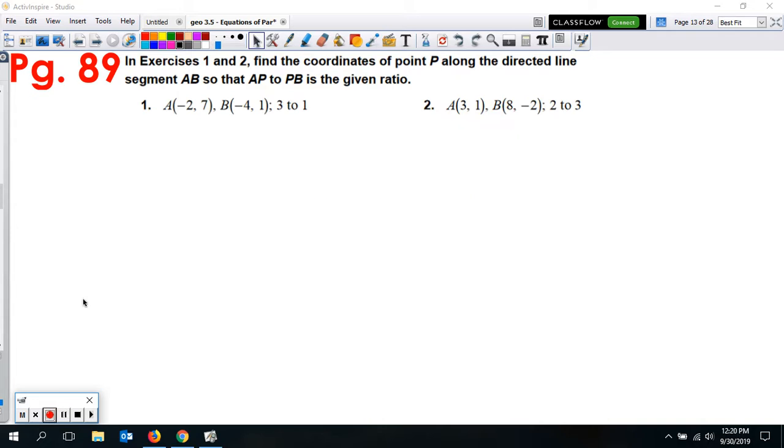Okay, so looking at our page 89, our first 2 extra practice asks us to find the coordinates of point P along the directed line segment AB. So that means you're going to go from A to B, so that from A to P and P to B is the given ratio. So here's our points A and B. Now we can plot this on a coordinate plane, but we don't have to. I'm not going to do that this time. And our ratio here is a 3 to 2.